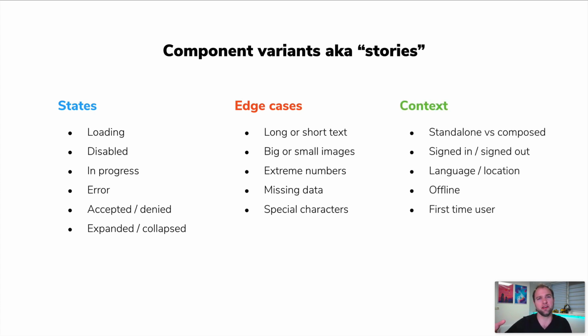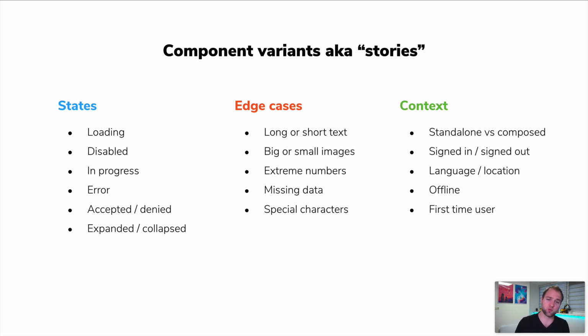And then there's context. While you develop a component in Storybook, it lives in isolation, but in practice, in the app, it lives in a certain context. So a component might display differently based on whether it's used in a standalone fashion or composed within another component, or you have to deal with the fact that your component is different based on whether a user is signed in or not, or the language or location of the user, or whether this user is offline or a first-time user, like I mentioned. So there's a bunch of things that you can consider.